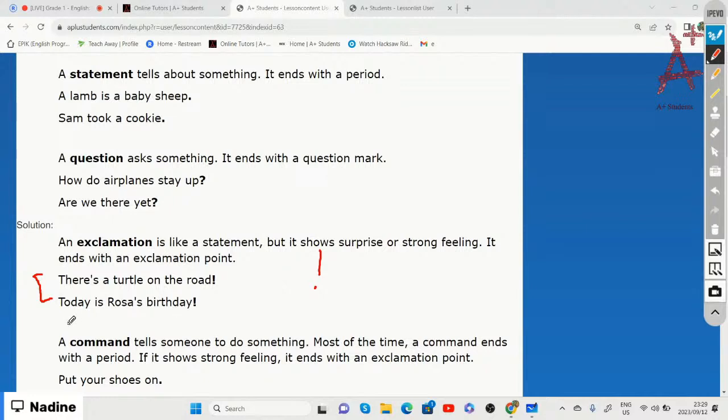Or "Today is Rose's birthday!" Or today is my birthday. You are showing excitement. You are happy. And that is an exclamation sentence, which is a statement, and with an exclamation statement, it shows surprise or strong feeling.